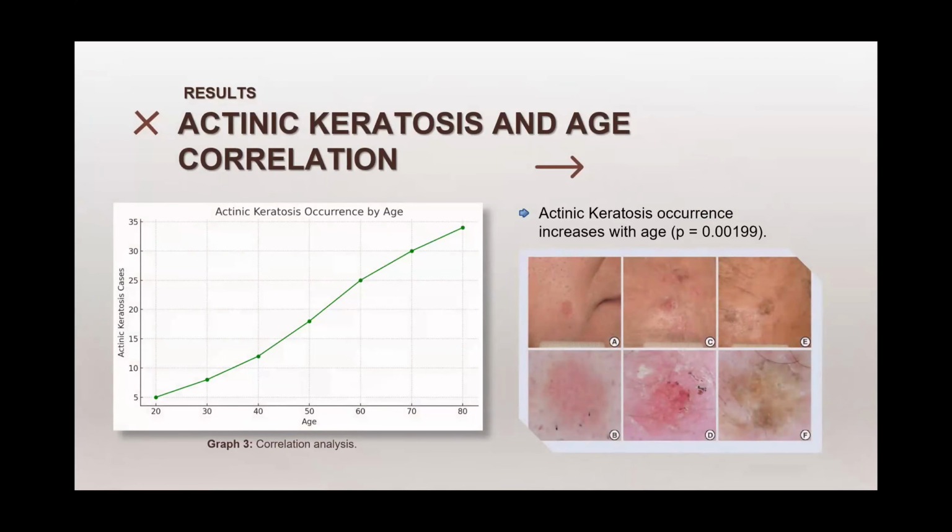Regarding the correlation between actinic keratosis and age, actinic keratosis is a predisposing factor for squamous cell carcinoma. Individuals of advanced age have many actinic keratoses, which, untreated, can progress to squamous cell carcinoma. What we found is that there is a strong correlation between age and actinic keratosis. This means that there is a tendency for actinic keratosis to occur more frequently in older individuals.